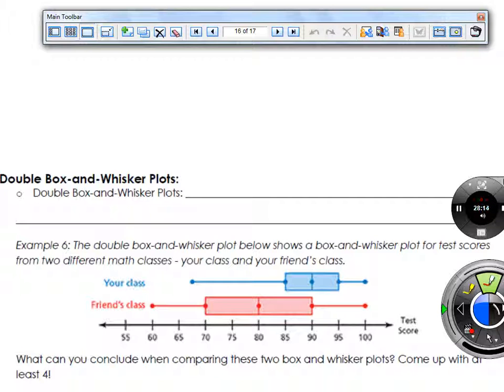Okay. So the double box and whisker plot compares the two things together so I can see where the spread of the data stands and whether one class is doing better or not. Okay. So you're going to look at these two box and whisker plots, okay? And I want you to see in your groups if you can come up with at least 4 conclusions that you can make about your class compared to your friend's class.